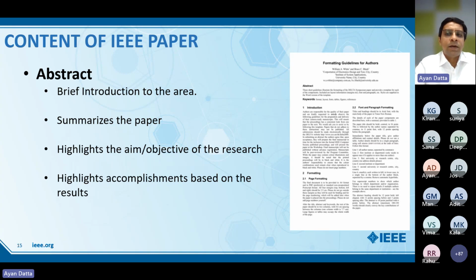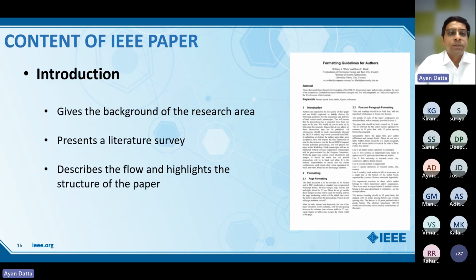And at the end of the abstract, we also would like to hear what the accomplishments are, based on the results which the author will be presenting in the later half of the paper. So it's a brief summary. If I want to understand what this paper is all about, I would be able to get an idea and also understand what the paper has achieved towards the end, right? So at least the key accomplishments will be highlighted in the abstract section.